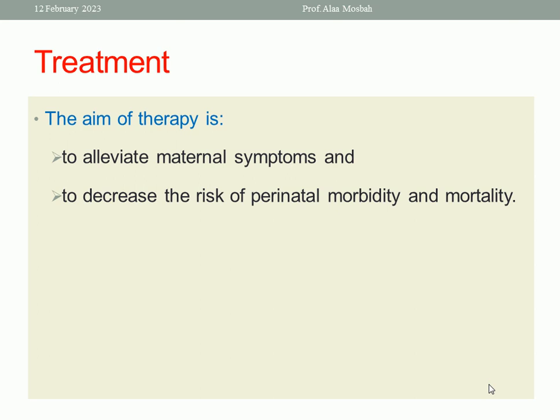Also, many other complications like preterm labor, respiratory distress syndrome, admission to ICU. So it carries perinatal morbidity and mortality. That's why I want to manage such condition and prevent this morbidity and mortality on the fetus and the neonate.